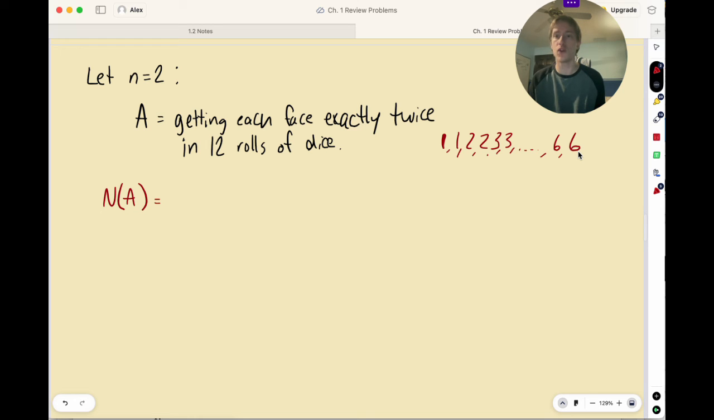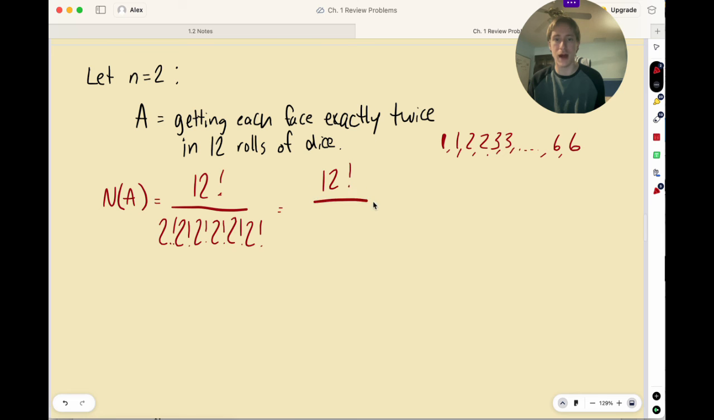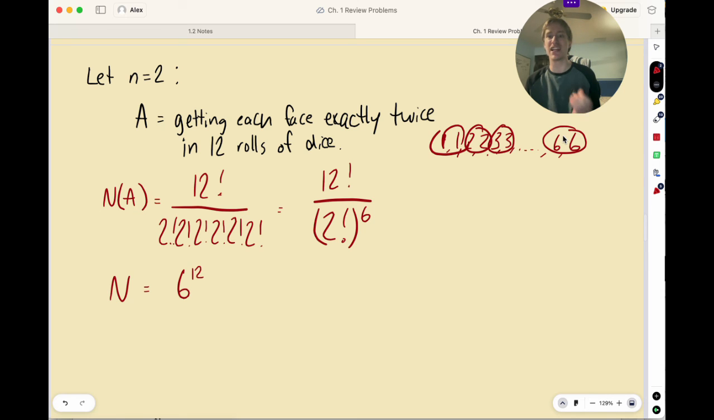So that means that the total number of ways this can occur was 12 factorial, right, because I have 12 total rolls, divided by 2 factorial six times, or 12 factorial divided by 2 factorial to the 6th power. Right, I'm breaking these up into partitions of 2 each. Okay, and my total number of outcomes is then 6 to the 12th power because I have 12 rolls and each roll has a possibility of 6 outcomes.